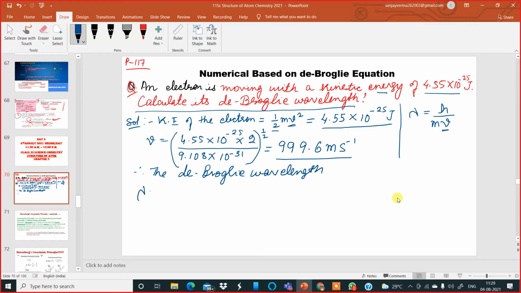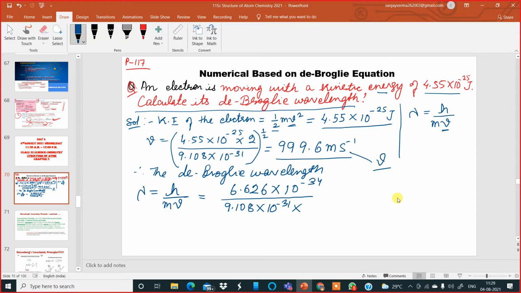lambda is equal to h by mv. This h stands for the constant called Planck's constant, divided by mv. The value of h is 6.626 into 10 to the power of minus 34, divided by m, the mass of the electron, again 9.108 into 10 to the power of minus 31, and the value of v is the velocity of the electron, so I put this here, 999.6.